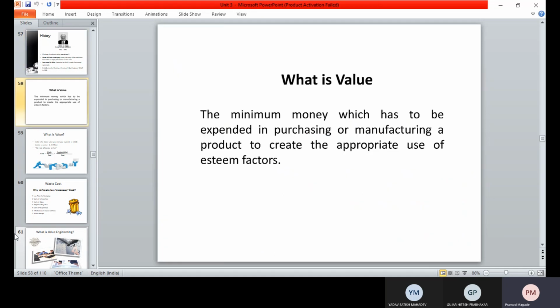And after that, you can write the definition of value engineering. I have quoted a lot of definitions over here for value engineering, so you can just write down the key points. It is the minimum money or value which has to be expended in purchasing or manufacturing a product to create appropriate use. Appropriate means warranty, guarantee, that kind of use, with esteem factors.